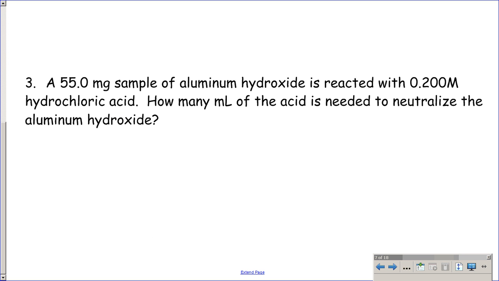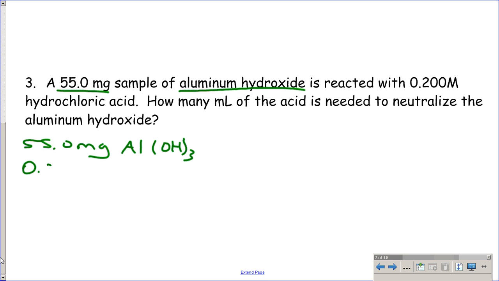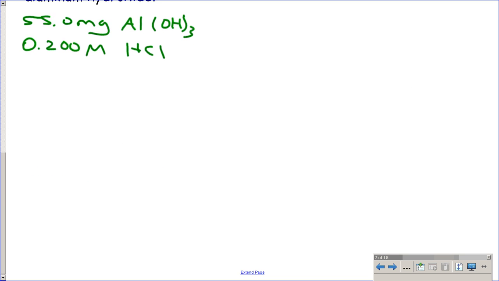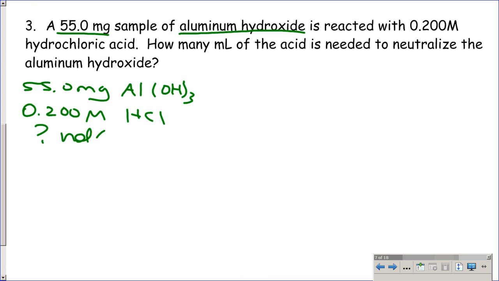All right, so this is a little different. A 55 milligram sample of aluminum hydroxide, so let's give ourselves a second to absorb this. What is aluminum hydroxide? Al(OH)3, okay, has reacted with 0.2 molar hydrochloric acid. So we're given 2 pieces of information thus far. How many milliliters of the acid is needed? So the question: what volume in milliliters of the acid is needed to neutralize the aluminum hydroxide.